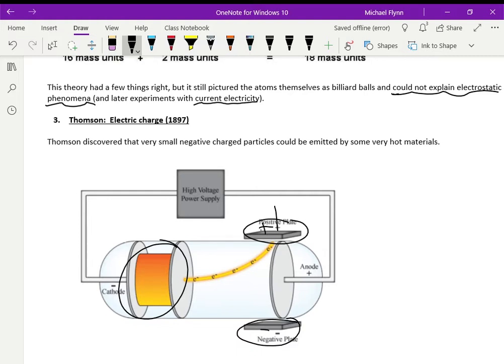So therefore, the only conclusion he could make was he discovered a negative charge that was inside all the atoms that were in this hot metal that he was heating up. So in other words, the atom seemed to have a finer structure than just a billiard ball. It seems to contain positive and negative charge, okay? And the negative ones could be liberated by heating it up, okay? So how did he explain this?